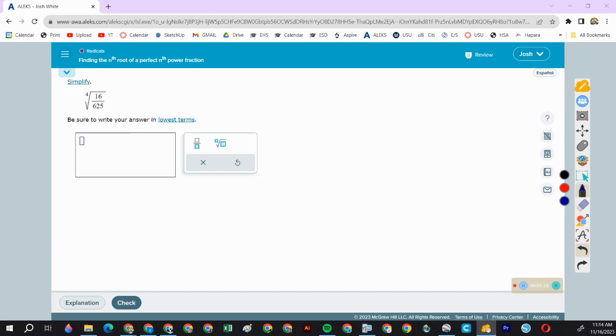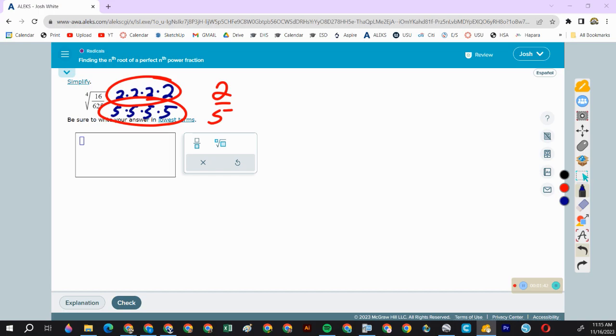And it just so happens that 16 is 2 times 2 times 2 times 2, and 625 is 5 times 5 times 5 times 5. So on top, I can bring out a set of 2's with nothing left over. On the bottom, I bring out a set of 5's with nothing left over. So 2/5.